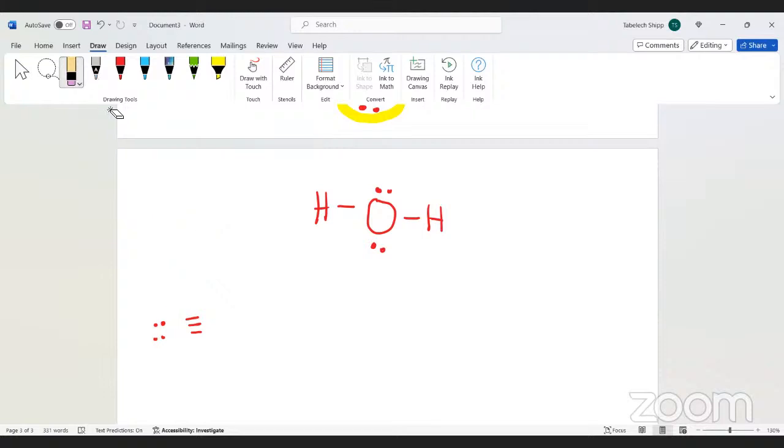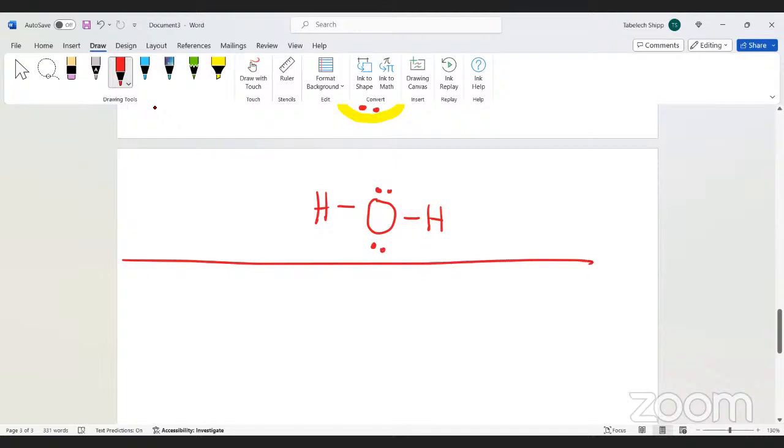Okay, so now, let's do another one, okay? Let's do another one. We're going to do sodium chloride, NaCl, okay? NaCl. You've got 1 sodium and you've got 1 chlorine. Good old table salt. You have 1 of each.